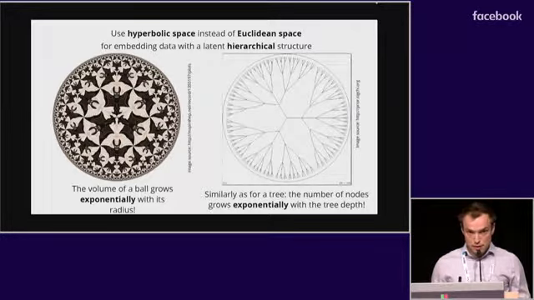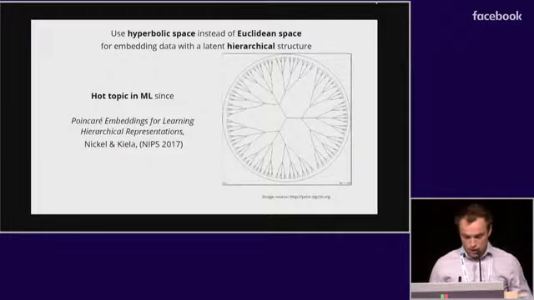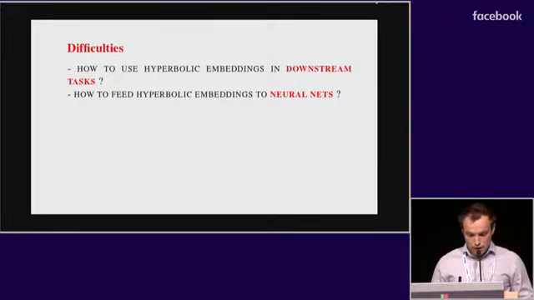So in the Euclidean space, at some point, you will run out of capacity, or you will have to increase your dimensionality exponentially in order to fit this, but not in the hyperbolic space, where 2 dimensions are enough. So this is a hot topic in machine learning since the work of Nickel and Kiela on Poincare embeddings. There remain a few difficulties in order to properly use this non-Euclidean geometry. The first question is how to use hyperbolic embeddings in downstream tasks. And more specifically, how to feed hyperbolic embeddings in neural networks.